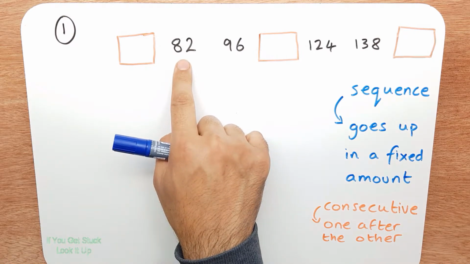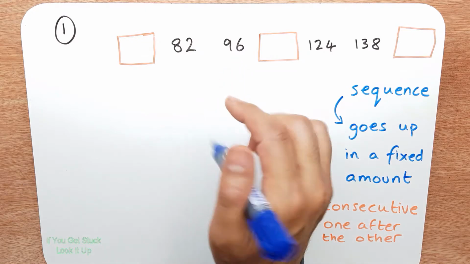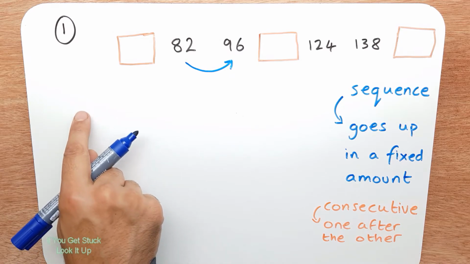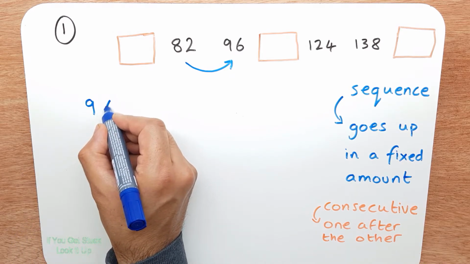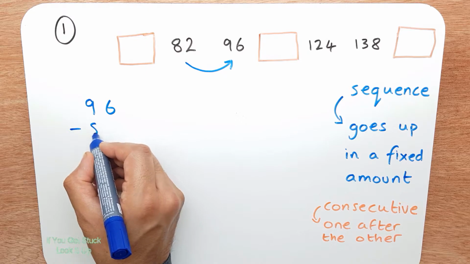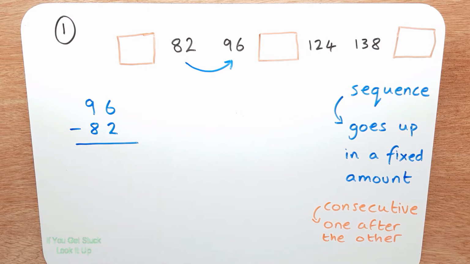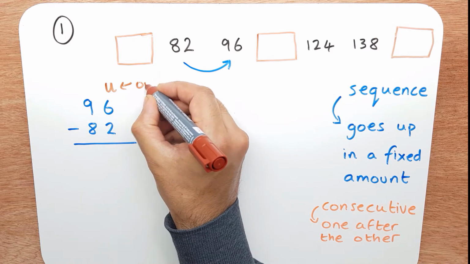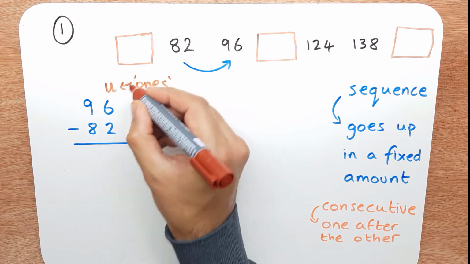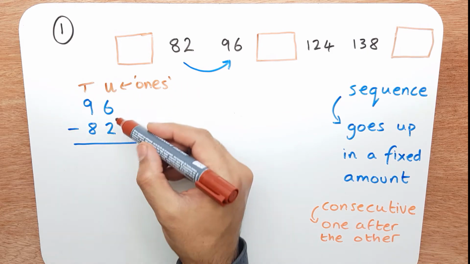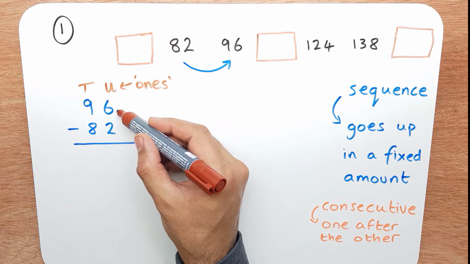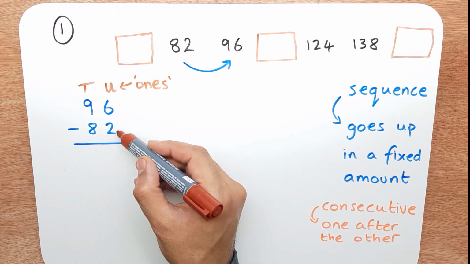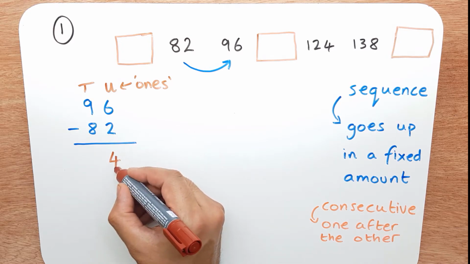So I want to work out the difference between 82 and 96. So this is the bit I want to do. So let's go here and do a column subtraction. 96 take away 82. As before, this is the units column or the ones column, and this is the tens column. We always start with the smallest column. So it's going to be 6 take away 2, which is 4.